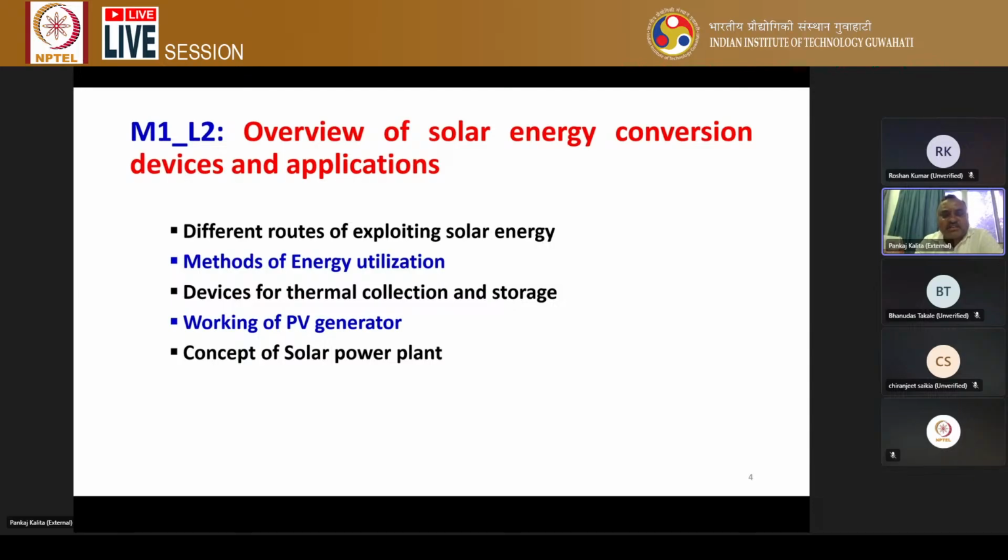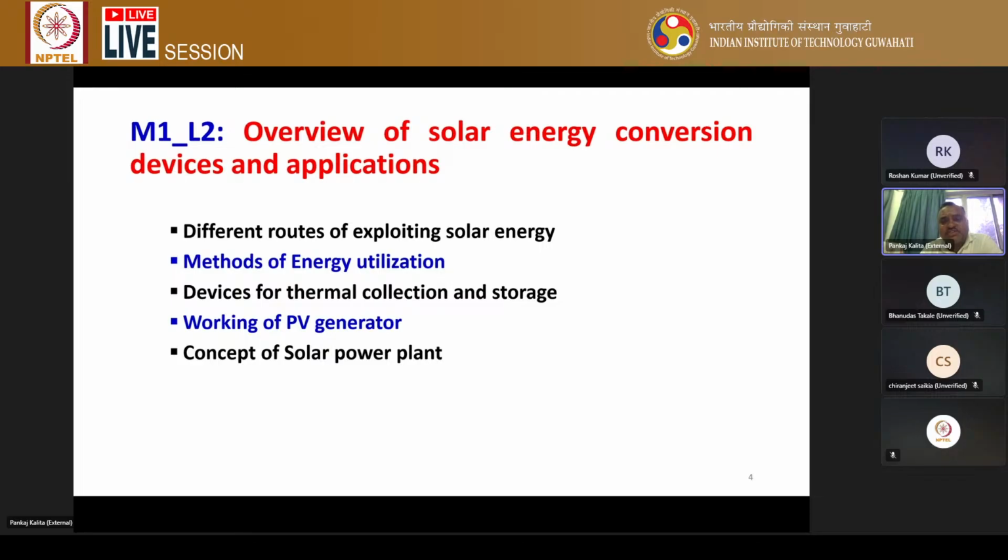Low temperature scale we can use for household applications, and medium temperature scale we can use for meeting different applications by MSMEs. It may be some factories which require energy at temperatures from 80 degrees Celsius up to 150 degrees Celsius, or it may be tea industries. And for high temperature applications, we can go for electricity generation. So we know the Rankine cycle, so we can use the Rankine cycle and produce electricity by generating steam. And we have also discussed devices for thermal collection and storage.